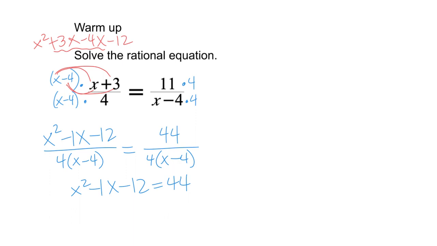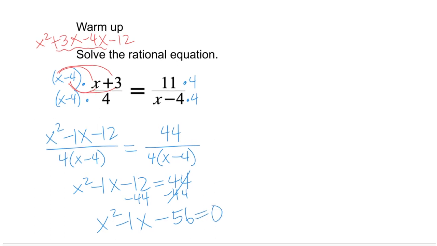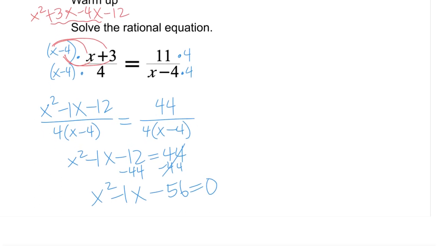So when you do have an x squared and an x in your problem, you're going to go to solving by factoring, meaning we need to set this equal to 0. So to do so, I'm going to move that 44 over. So I'm going to subtract 44 on both sides. So that is an x squared minus a 1x, negative 12 minus 44 is a negative 56. And now we have that equal to 0, which is what we were shooting for, because now we can factor.